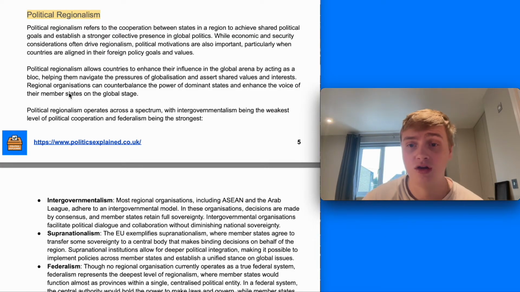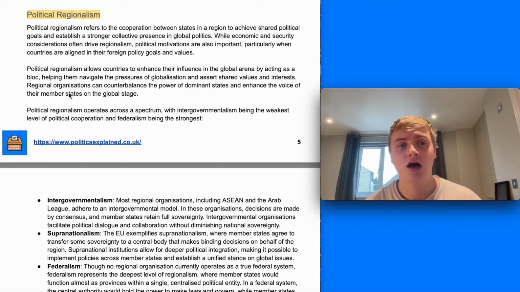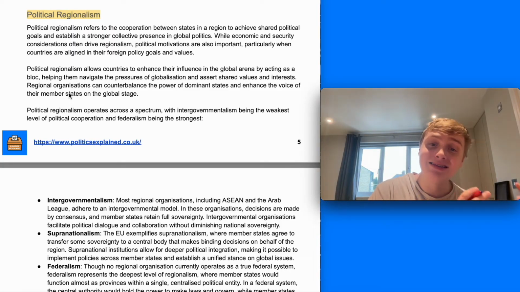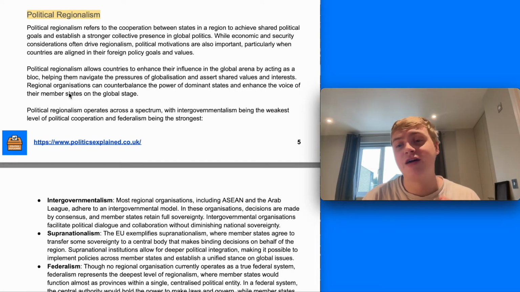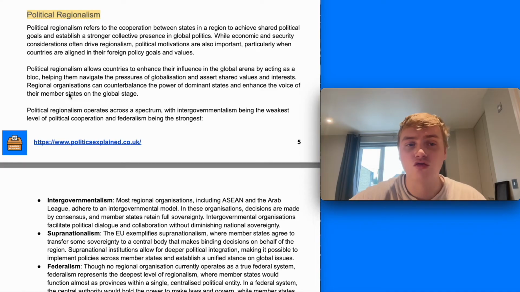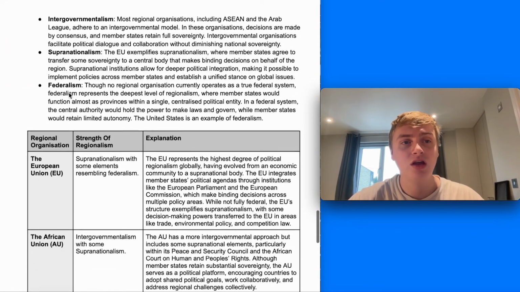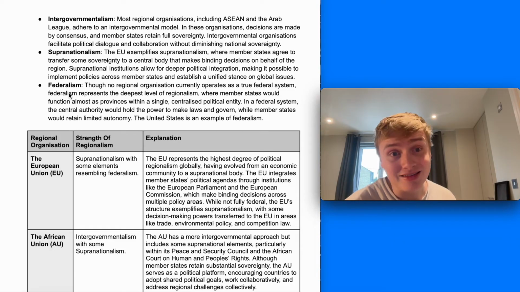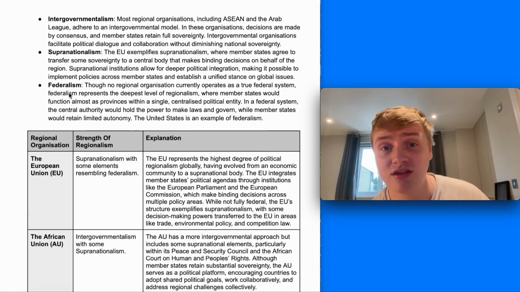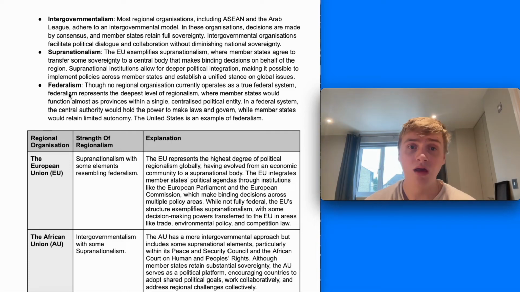That's really important to understand and bring into your essays, particularly for political regionalism, with intergovernmentalism being the weakest level of political cooperation and federalism being the deepest, strongest level of political cooperation. So intergovernmentalism is in most regional organisations like ASEAN and the Arab League, where decisions are made by consensus and member states retain full sovereignty. So if one member state doesn't support a decision, they can veto it and it doesn't happen. So these organisations facilitate political dialogue and collaboration, but they don't diminish national sovereignty at all.